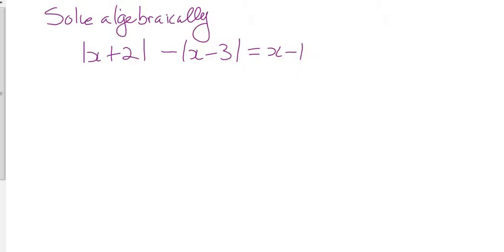We have a positive x plus 2 with a negative x minus 3. We have a negative x plus 2 with a positive x minus 3. And we have a negative x plus 2 with a negative x minus 3, right? Since there's 2 absolute values, there are 4 possibilities for distributing the signs, right?